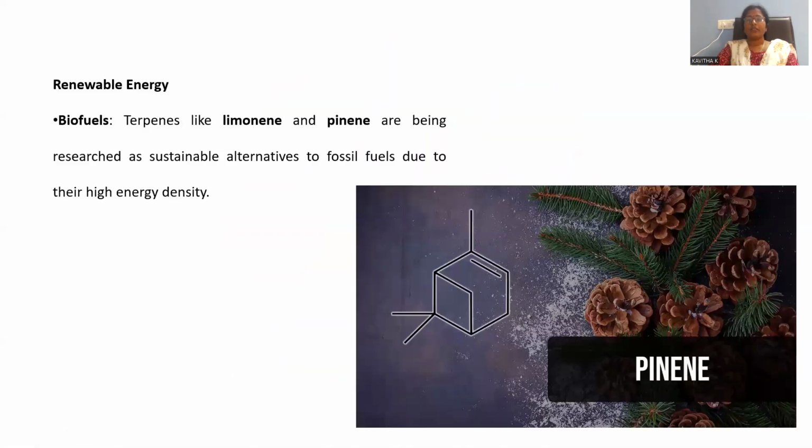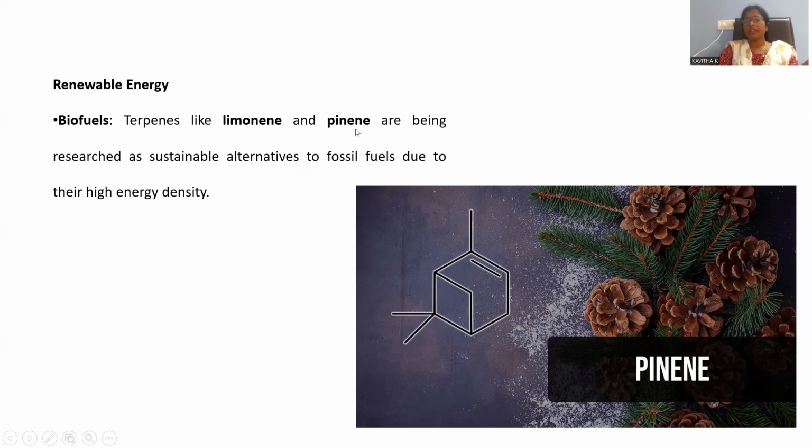We now enter another, most important application: renewable energy. Nowadays the entire world, including India, is moving towards renewable energy, that is, energy from non-conventional sources. Even from terpenoids, biofuels are extracted from nature, especially limonene and pinene. Limonene we can say comes from citrus plants.